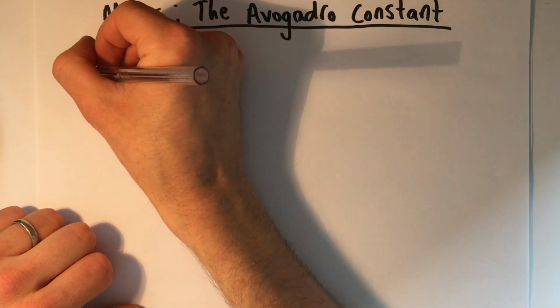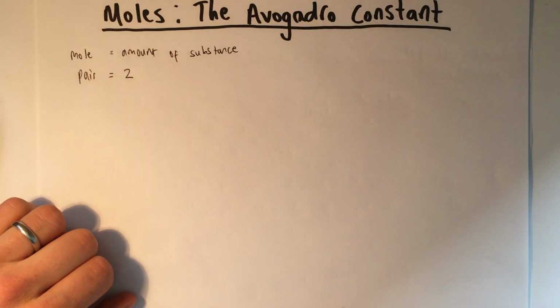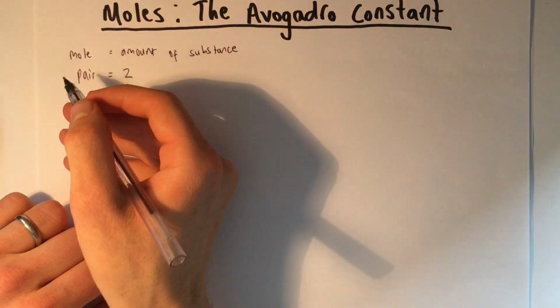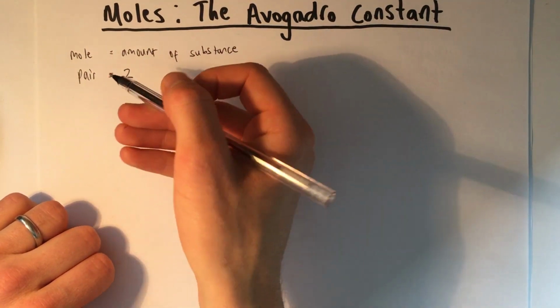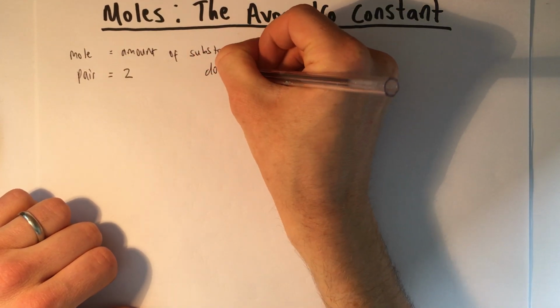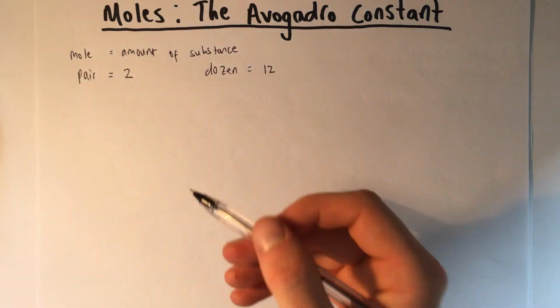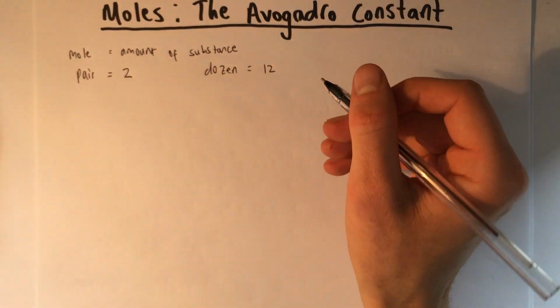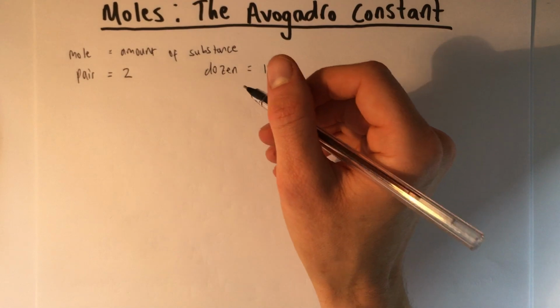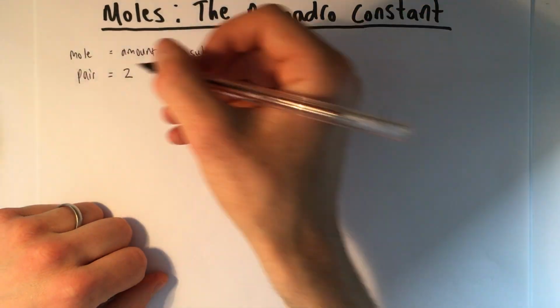So it's the same way that if I had a pair of something, then I'd know I have two. So if I had 2 pairs of socks, then I'd have 2 lots of 2, I'd have 4 socks. Or if I had a dozen of something, then I know that means 12. So if I had 2 dozen eggs, I've got 2 times 12, which is 24 eggs. In the same way, a mole is just a number. It's just an extremely big number.